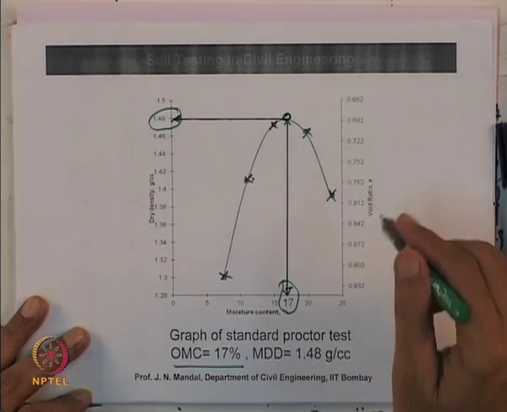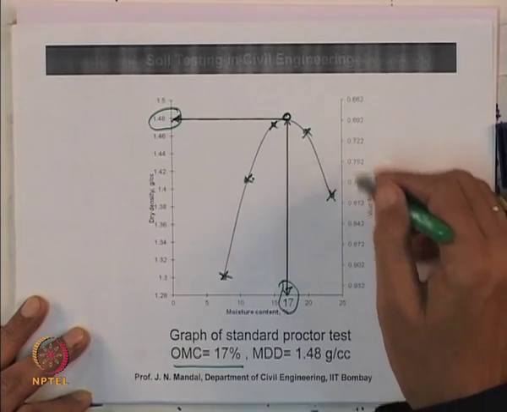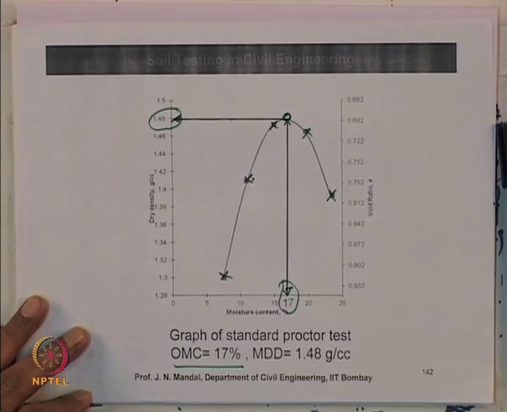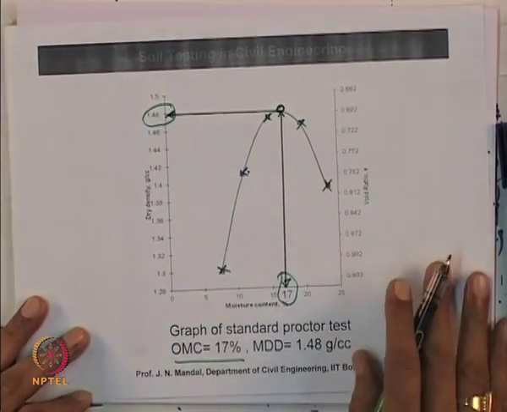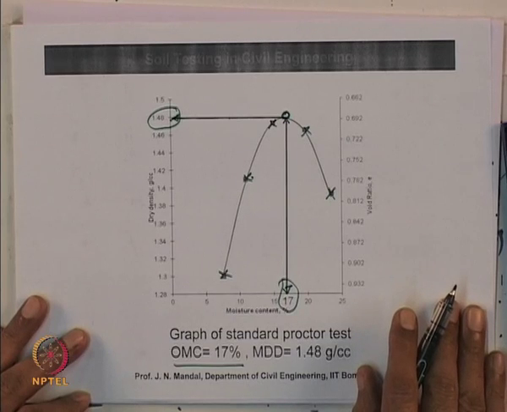On the right hand side you can also see the void ratio values, which I have shown in this table, moisture content versus void ratio, and from here you can also draw different saturation lines.